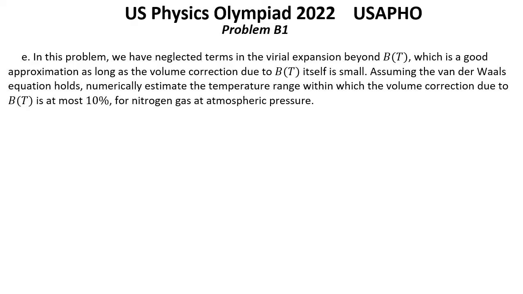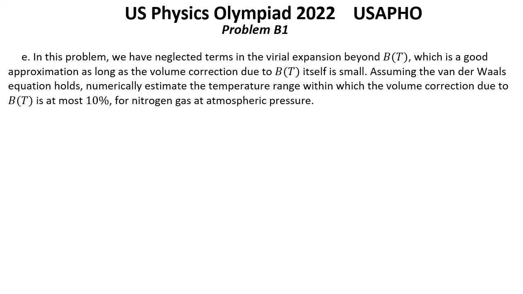Solution for question E. In this problem we have neglected terms in the virial expansion beyond BT, which is a good approximation as long as the volume correction due to BT itself is small. Assuming the van der Waals equation holds, numerically estimate the temperature range within which the volume correction due to BT is at most 10% for nitrogen gas at atmospheric pressure.